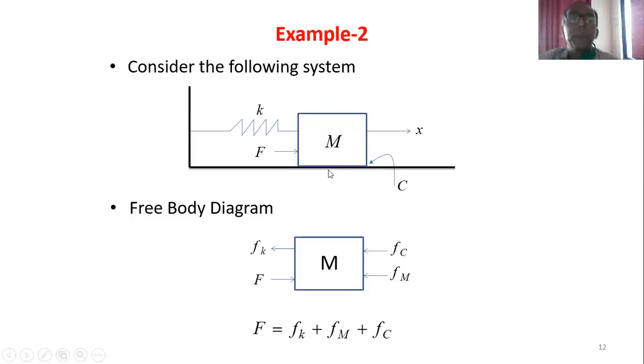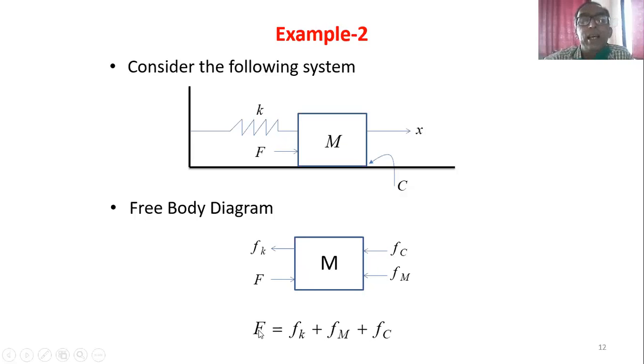Let us take one more example. What I've done here: spring was there, force was there, X was there. I have added the damper, right? Some lubricating element I have added. C is the damping coefficient. Let us draw the free body diagram. Mass M, and forces acting like this. All the remaining are the reacting forces. The spring force is Fk, damping force is Fc, and inertia force is Fm. All these are acting in opposite direction to applied force F.